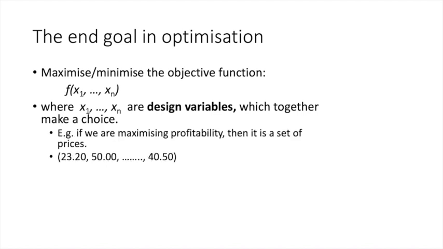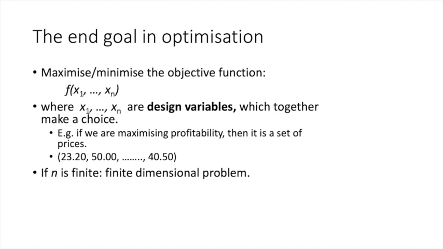For example, if we are maximizing profitability for a shop, then the design variables are the set of prices we want to set, because we want to test what prices we should set so as to attract the customers and so that our total profit margins go up. Here I show a bunch of prices. If we can write an objective function f that computes the profits, then all these prices will be fed into that function, and f will tell us what profit we can generate for this set of prices.